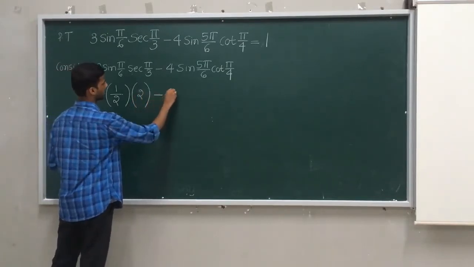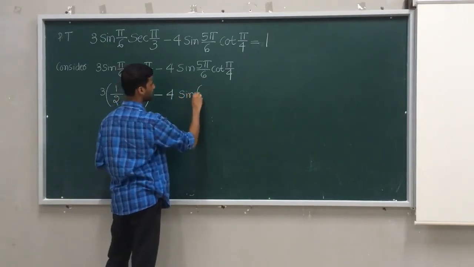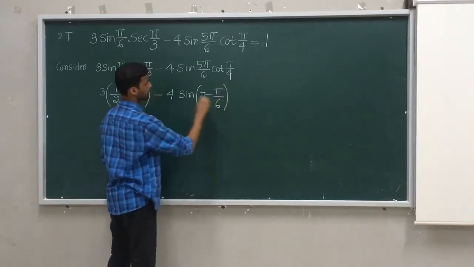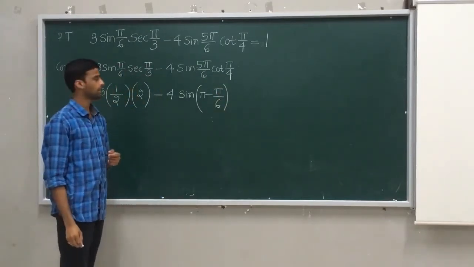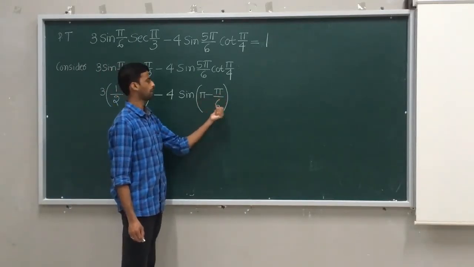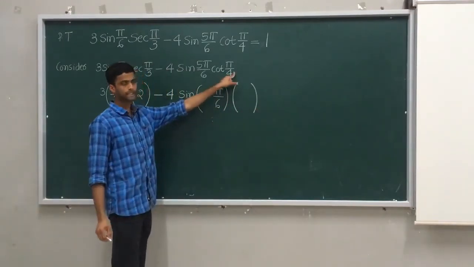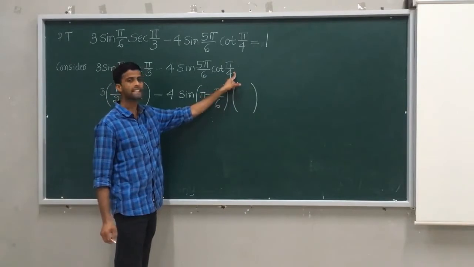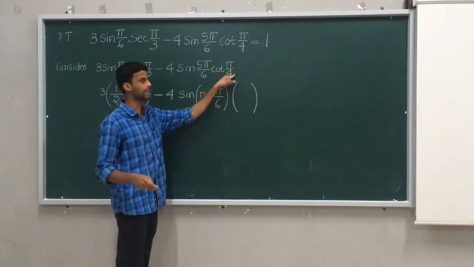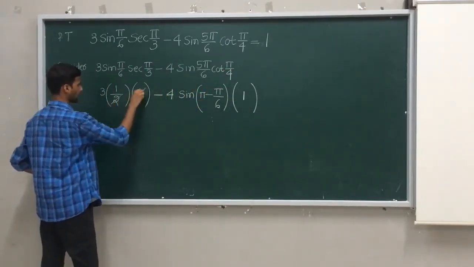Okay, minus 4 times. What I will do, I will express sin 5 pi by 6 as sin of pi minus pi by 6. Hope you have understood. Because you can write 5 pi by 6 as 6 pi minus pi, into cot pi by 4. Cot pi by 4 is nothing but the reciprocal of tan pi by 4. Pi by 4 means 45 degrees, and tan 45 degrees is 1. So its answer is 1. So then the 2s get cancelled.